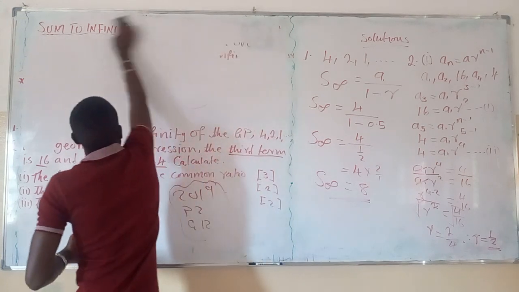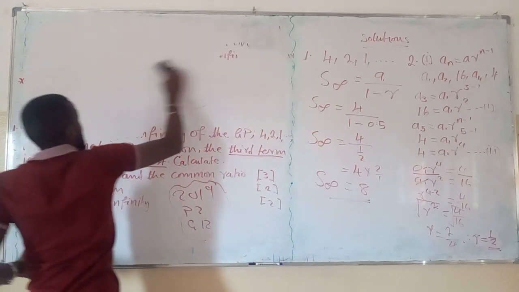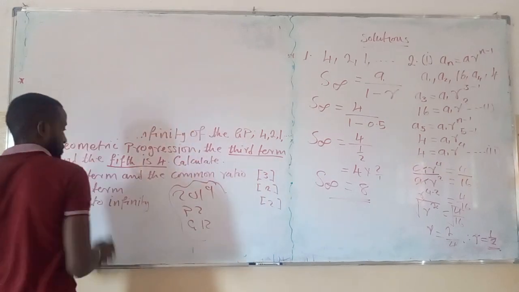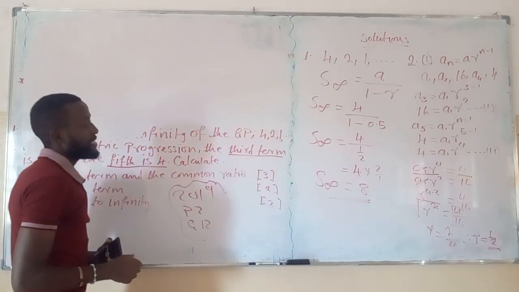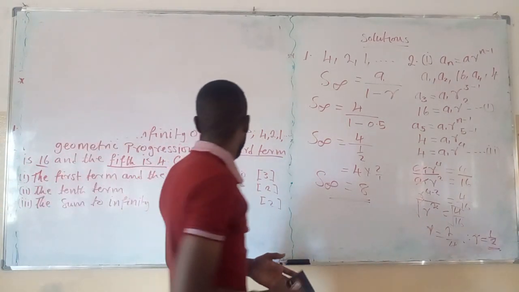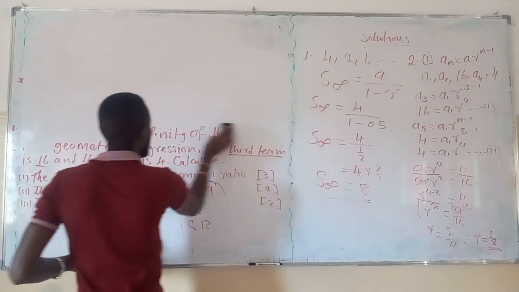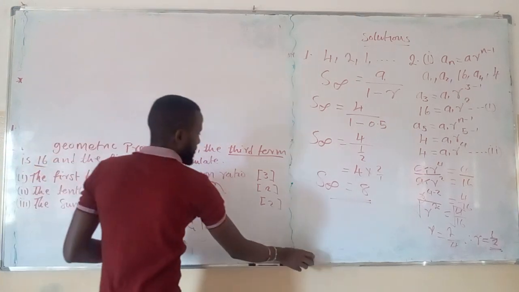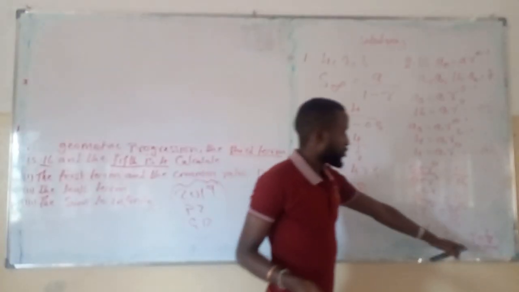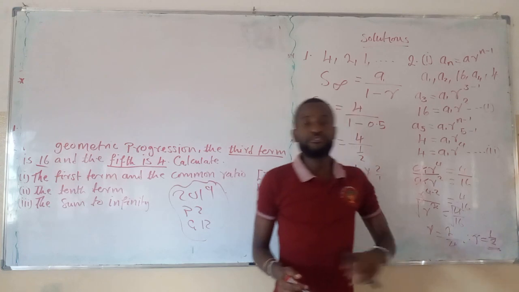So this is the last part of geometric progression. Okay, so now let's see, what are we finding now? We are actually finding the first term. At least we know the common ratio, which is 1 over 2. Now we need to find the first term.